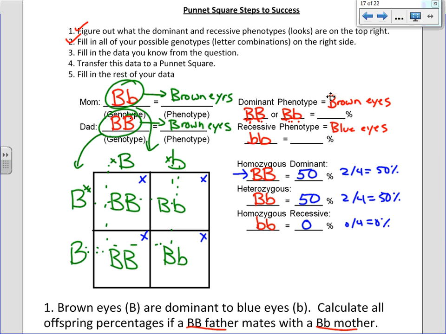And then our last step from before is simply converting our information. What percent are big B or big B, little b? You take both of these, add them together, and put them here, which in this case is 100%. And here, 0%. All of our offspring percentages: there's a 100% chance that they'll have brown eyes, a 0% chance they'll have blue eyes, a 50% chance they'll be homozygous dominant, a 50% chance they'll be heterozygous, and a 0% chance that they'll be homozygous recessive.